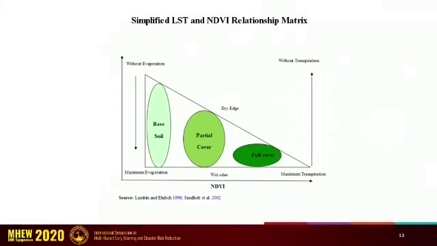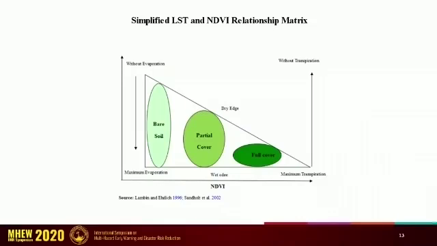Now, before moving to discuss aspects like land surface temperature and normalized difference vegetation index, I would like to discuss this simplified LST and NDVI relationship matrix. As per this matrix, the full cover means the region having a full cover of vegetation experiences a maximum rate of evapotranspiration, which means moisture is maximum in the air, and that moisture results in a cooling effect, regulating the temperature and thus maintaining a normal surrounding, neither hot nor cold.